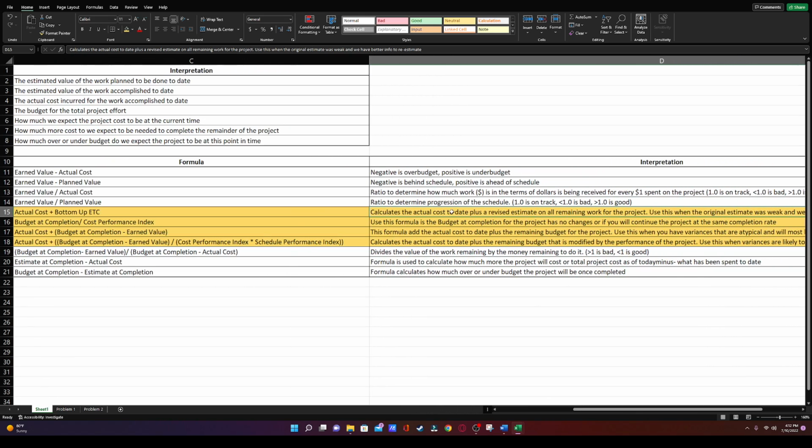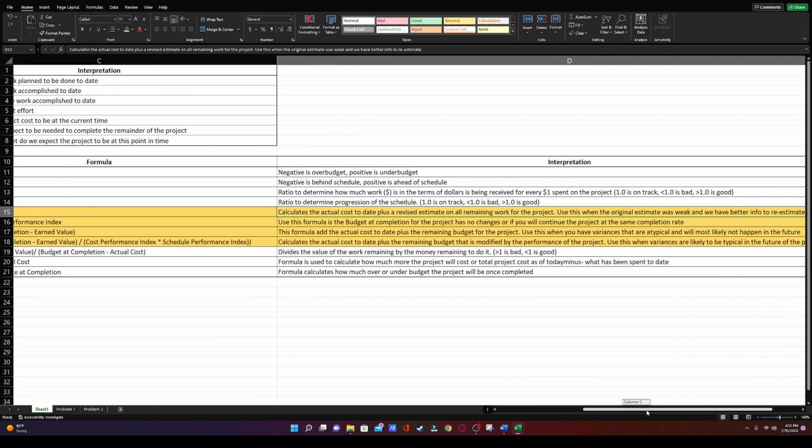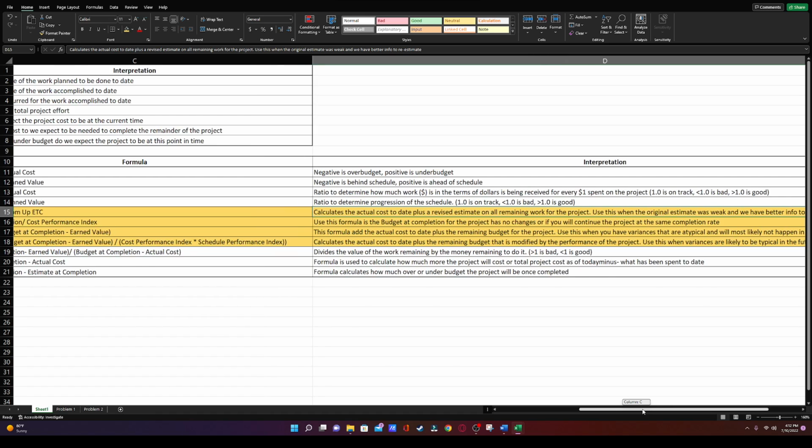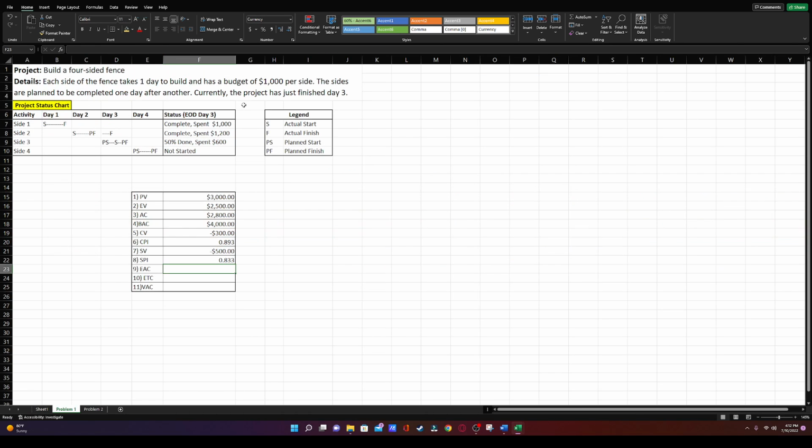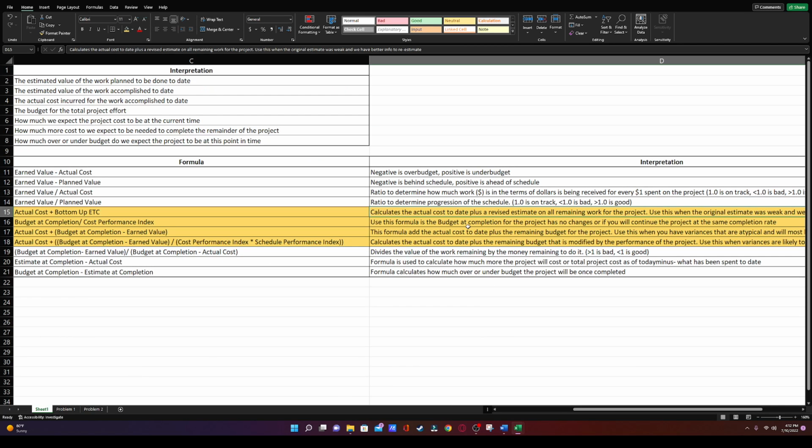The first one calculates the actual cost to date plus a revised estimate on all remaining work for the project. So we want to go to the problem again. Does the problem indicate that there's any change in the schedule or cost or anything related to this project because of the current project performance, whether positive or negative? And the problem does not do so. So let's look at the best fit. The first one says that there's a revised estimate. That one's not going to be good.